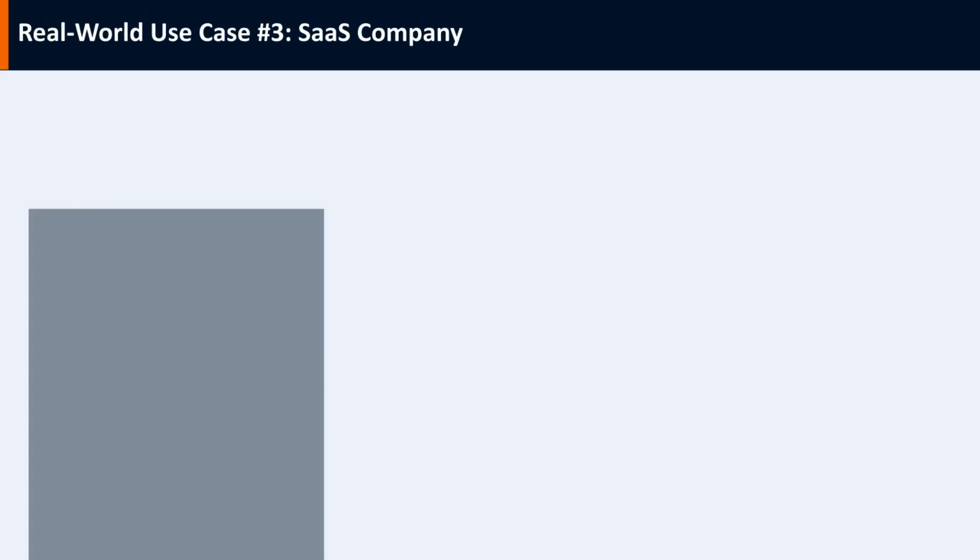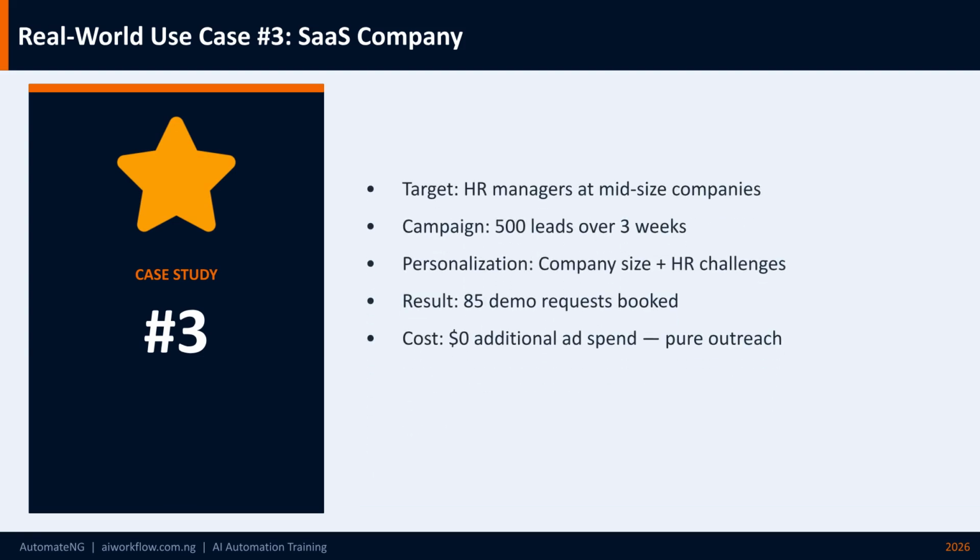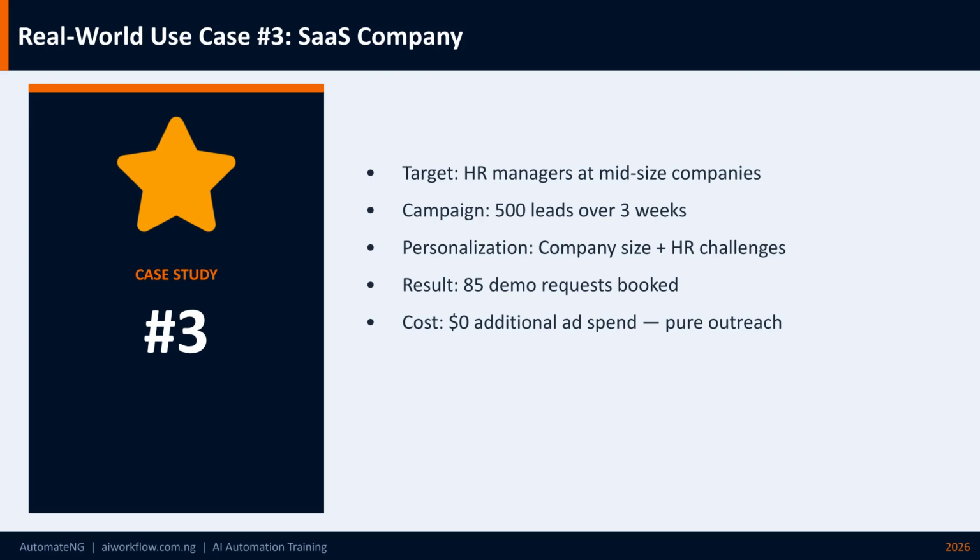A SaaS company reached 500 HR managers with personalization focused on company size and HR challenges. They booked 85 product demos with 0 ad spend. This 17% conversion rate highlights the effectiveness of combining AI personalization with robust workflow automation.